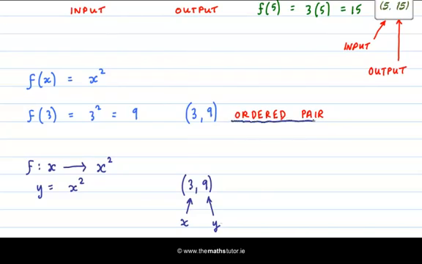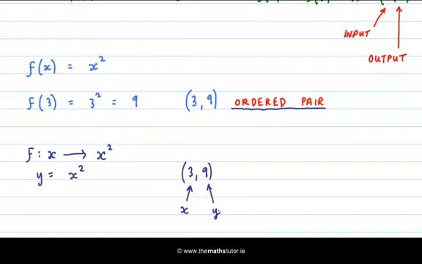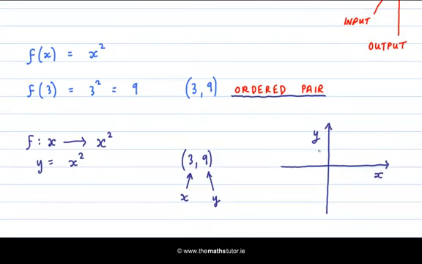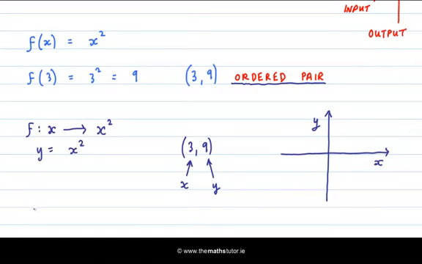So the order is very important in our ordered pair. Remember that. The first number is the input and the second number is the output. And the idea of having an x and y is that we can then plot it on an x and y axis, where the inputs come from the x-axis and the outputs are on the y-axis.